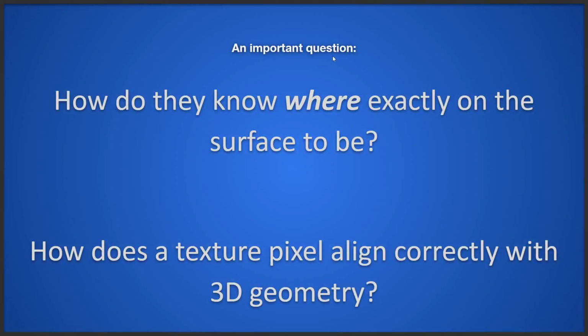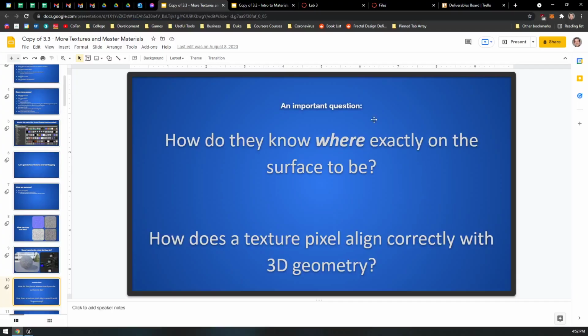So, an important question. How do they know where on the surface to be? How does a texture know where on that surface it belongs? Like, should it be a little to the left, a little to the right? Should it be bigger or smaller? Does it repeat? You know, these properties are defined by the texture's coordinates and by the model's UV map. How does a texture pixel align itself correctly to 3D geometry?